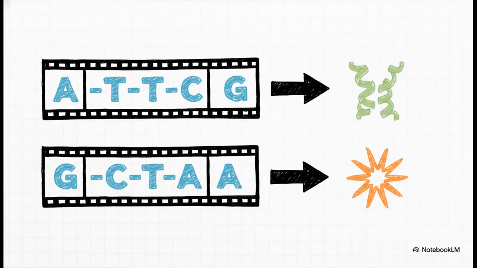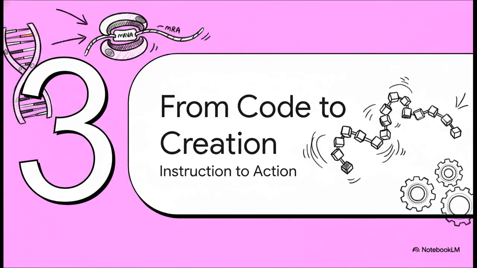So here's the most important thing to get. It's the order of these letters along one side of the ladder that forms the code. A sequence like ATTCG might be the instruction for one thing, while GCTAA is the instruction for something totally different. Okay, so we've got a code, a static string of letters. But how does that actually do anything? How does this instruction manual get read and turned into real physical action in your body?